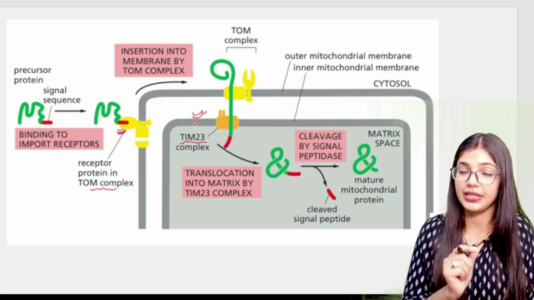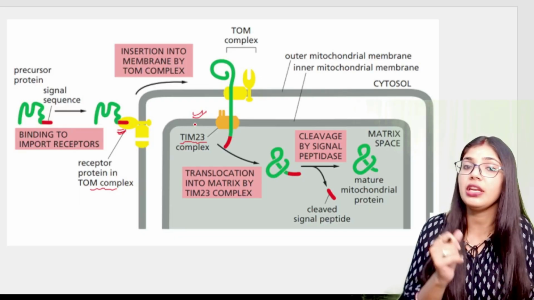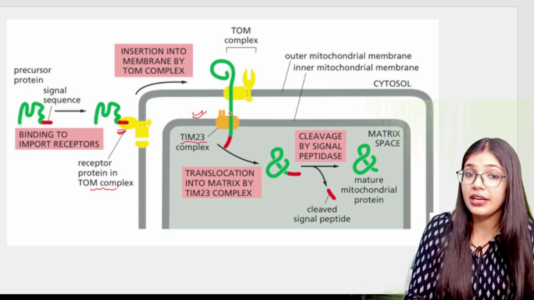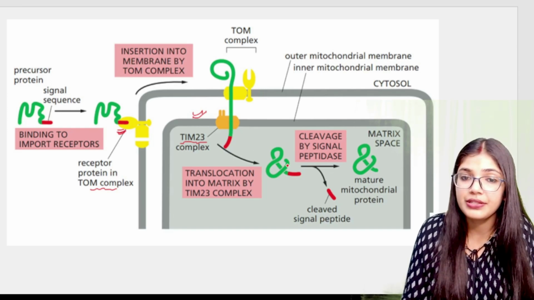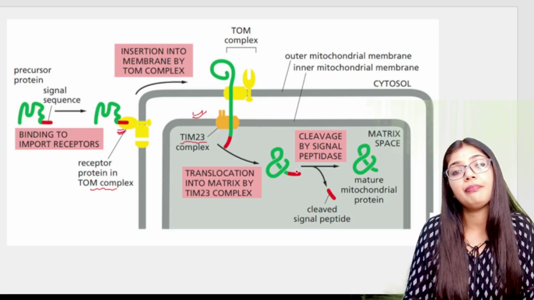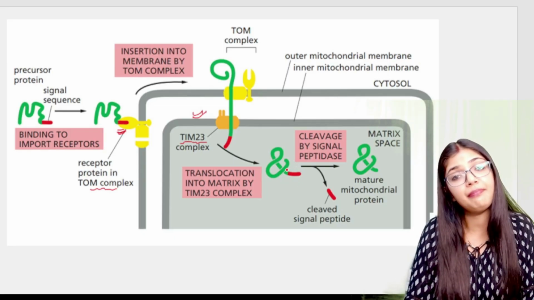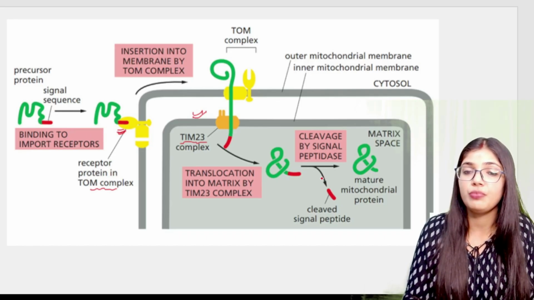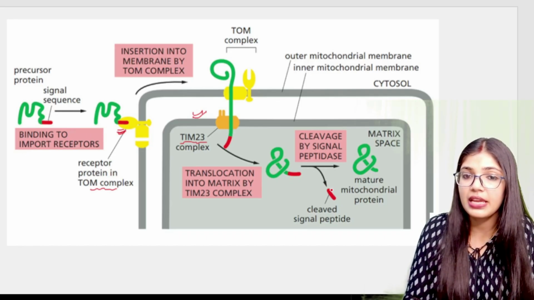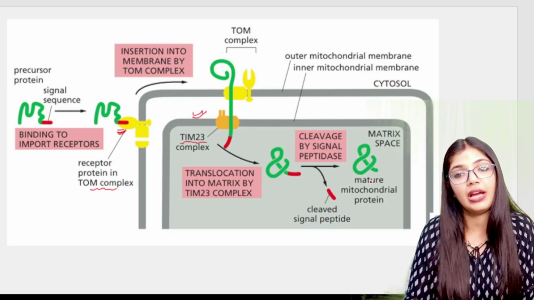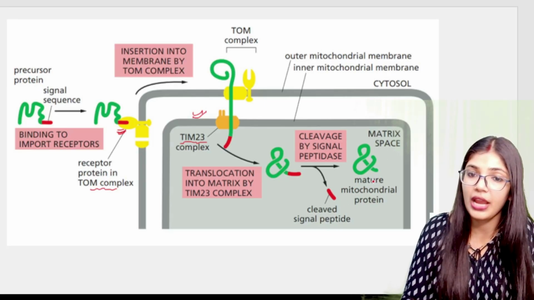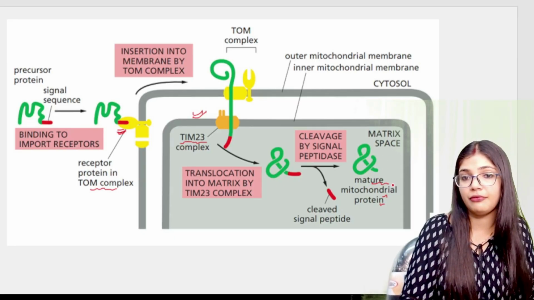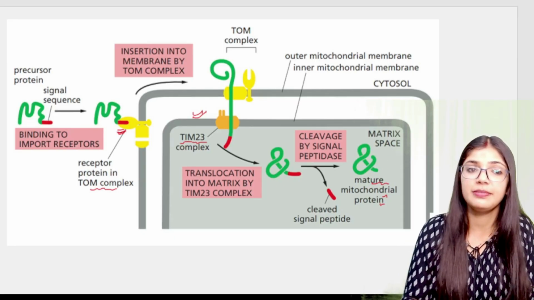This TIM23 is present in the inner membrane, and after it is being transferred, it will be released in the mitochondrial matrix. Then it will be cleaved. The signal sequence is present here, so it will be cleaved in our mitochondrial matrix and a mature mitochondrial protein will be formed here in the mitochondrial space.